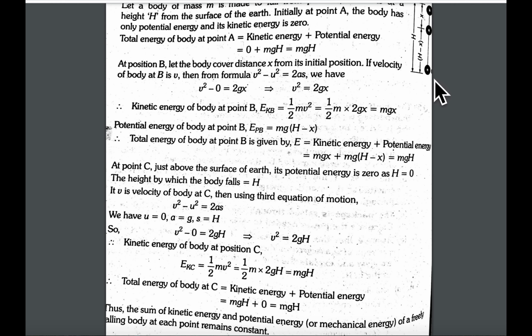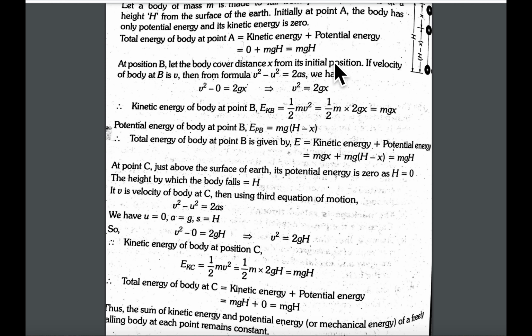So kinetic energy at point C, the formula is half mv square. Kinetic energy at point C is half mv square. v square is equal to 2gh, half m into 2gh, that is mgh. So total energy of the body at point C is equal to kinetic energy plus potential energy, that is equal to mgh plus 0. So result is mgh.